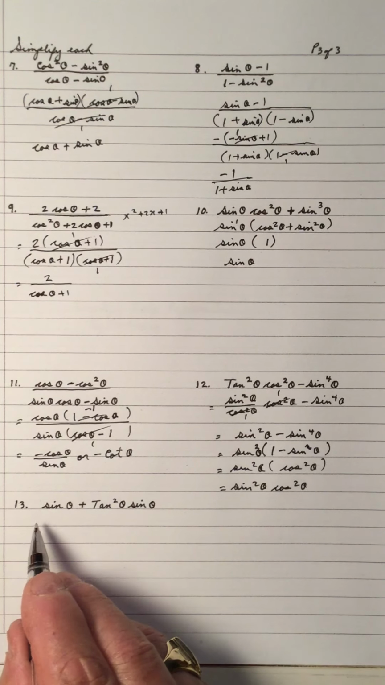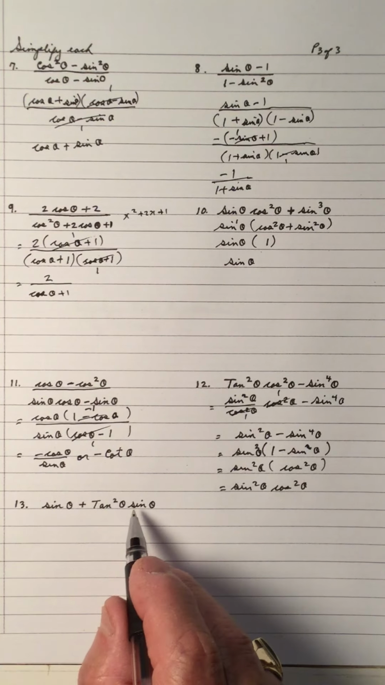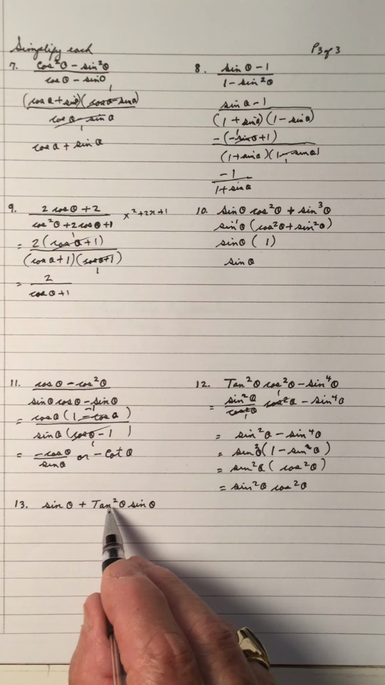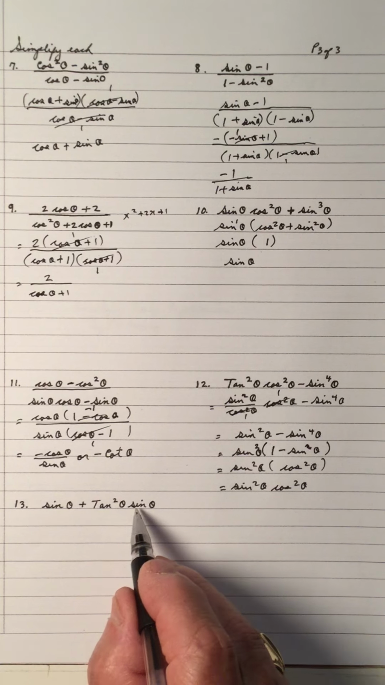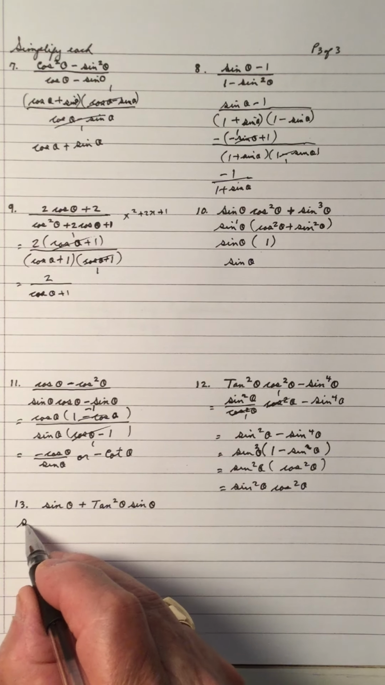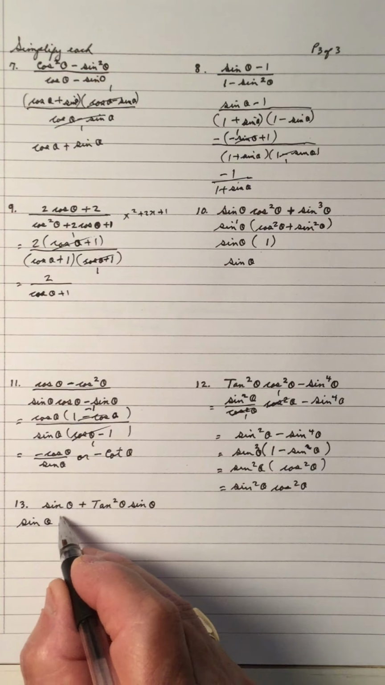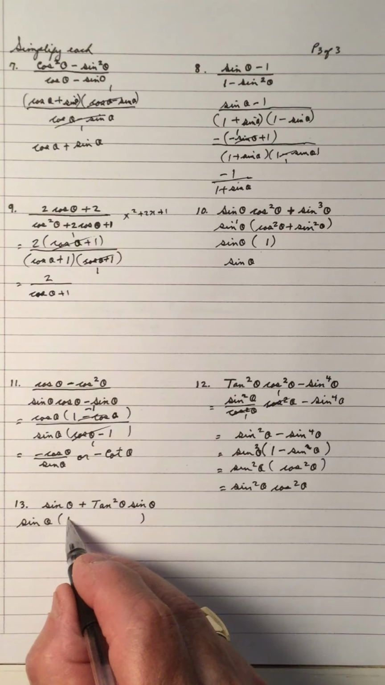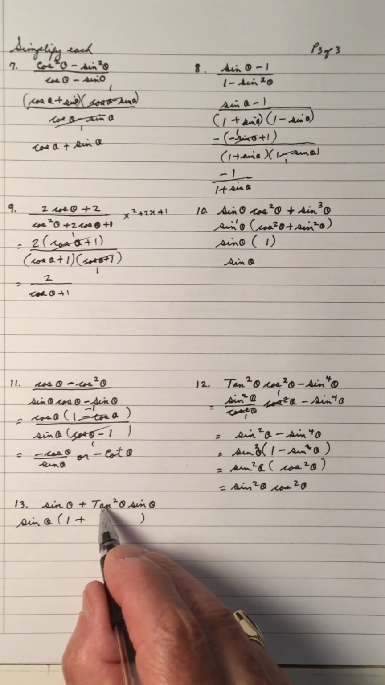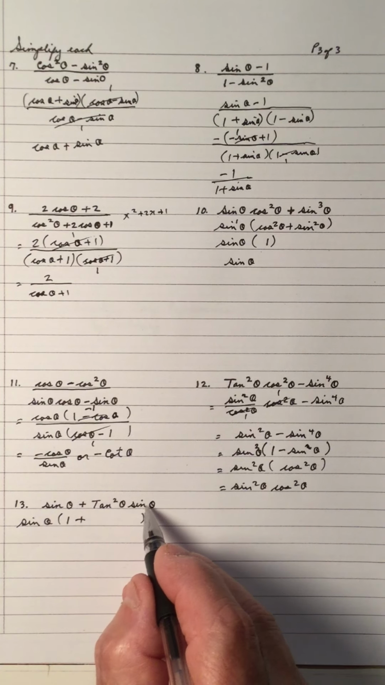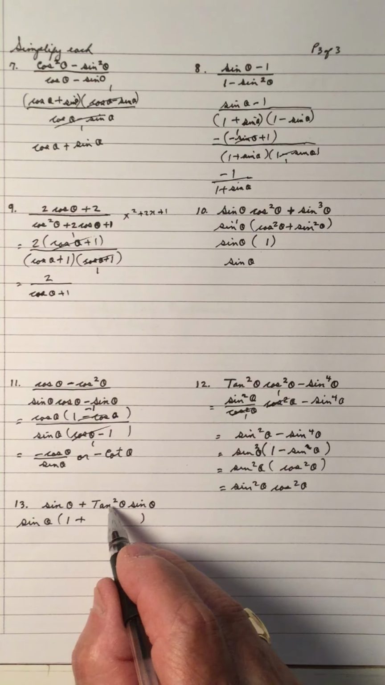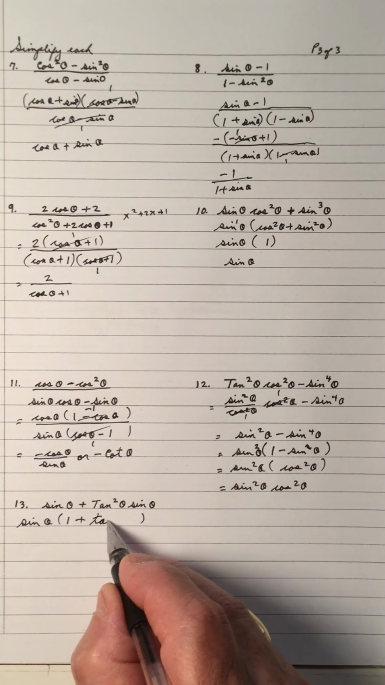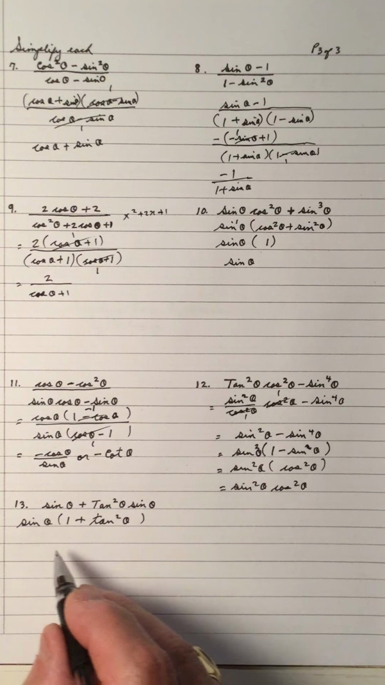And number 13, we're going to simplify this, and I see I have two choices here. I can simplify tan, or I can see that sine theta is a common factor. So sine theta divided by sine theta is 1. Sine squared theta, tan squared theta, and sine divided by sine gives me tan squared theta.